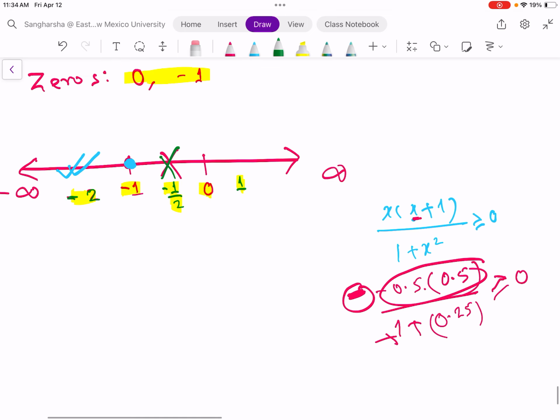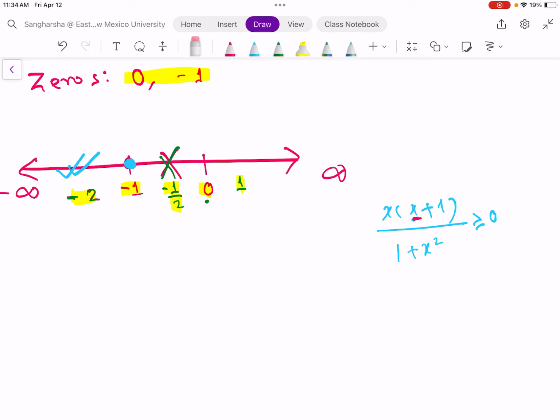Now let's check for 0. If we substitute 0 for every x, we have 0 times (0 plus 1), that is 0, divided by 1 plus 0 squared, which is 1, greater than or equal to 0. So we have 0 equal to 0. That's true, right? So we have a closed circle at 0. Now let's check for 1. Is 1 a solution for this inequality or not? 1 times (1 plus 1), that is 2, divided by 1 plus 1, that's true, it's greater than 0. So this is the solution.